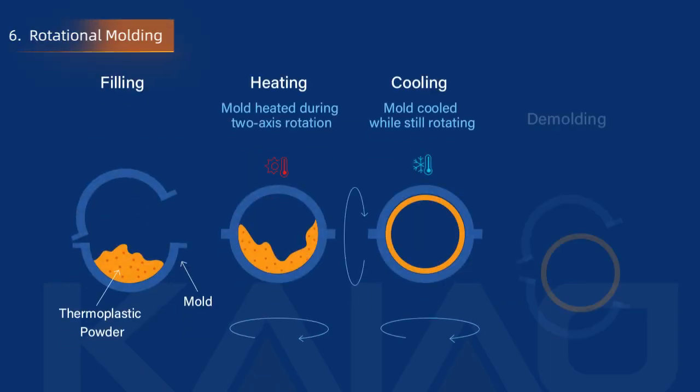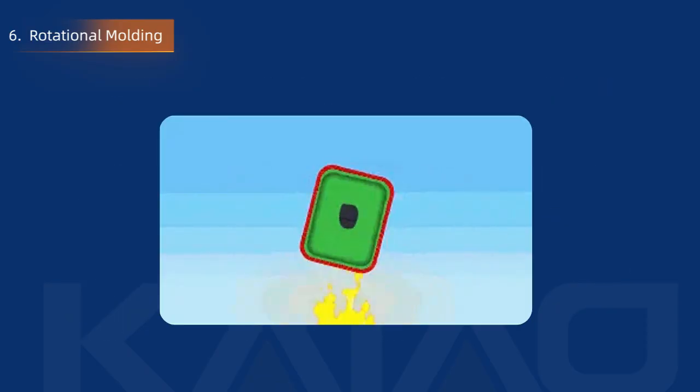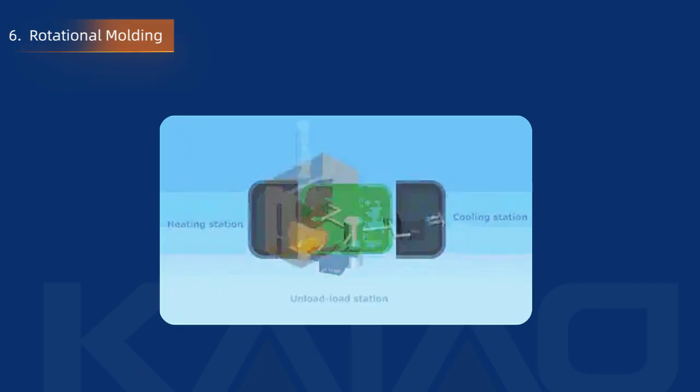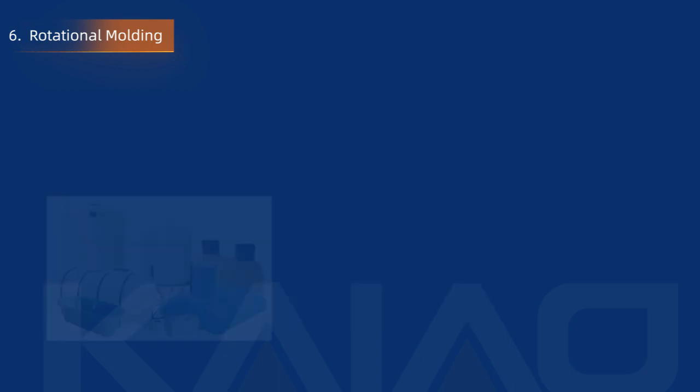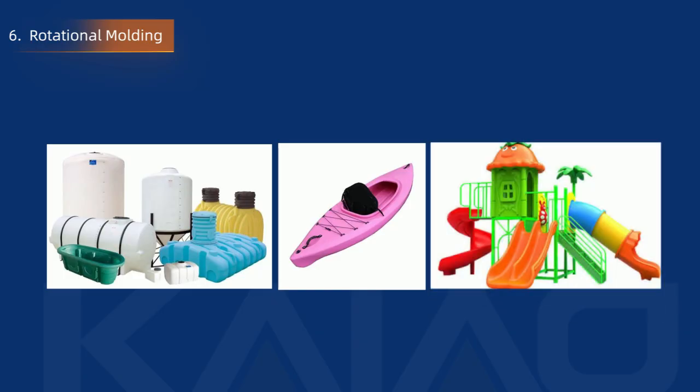Number 6. Rotational molding. Plastic powder is loaded into a mold that rotates along two axes while heated, letting gravity coat the walls evenly. It creates stress-free, seamless, extra-large hollow products, but with longer cycle times. Perfect for large items like water storage tanks, outdoor kayaks, and playground equipment.